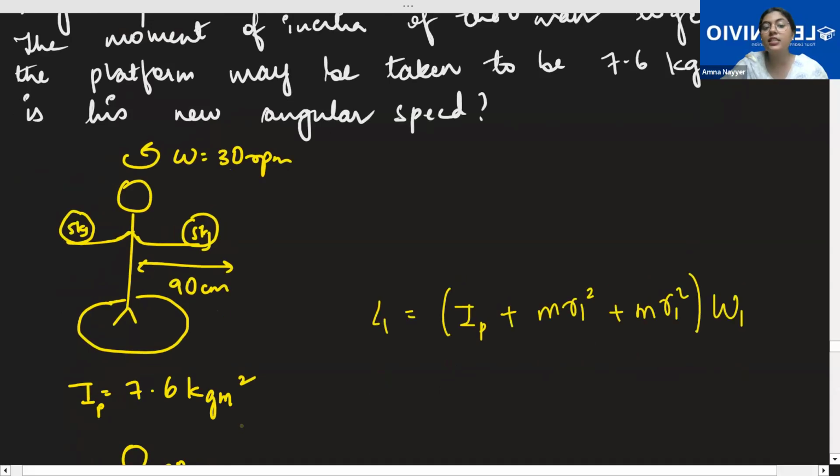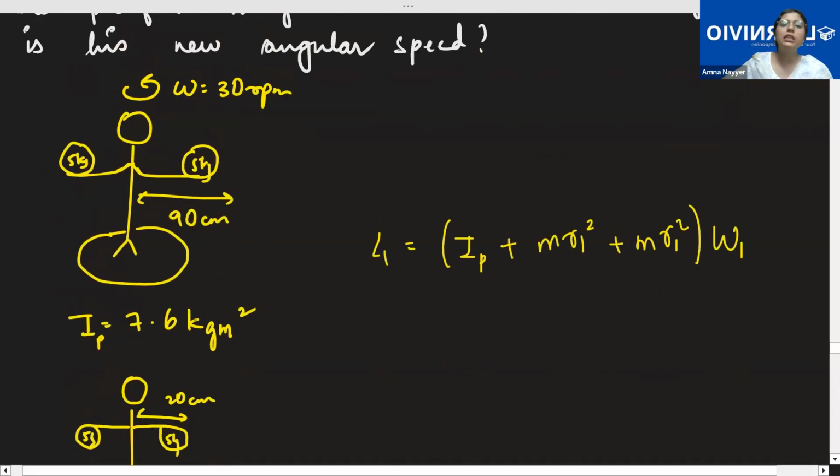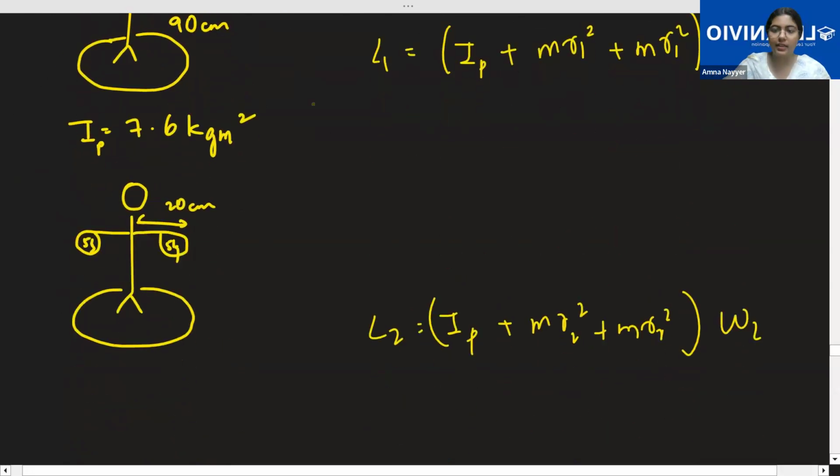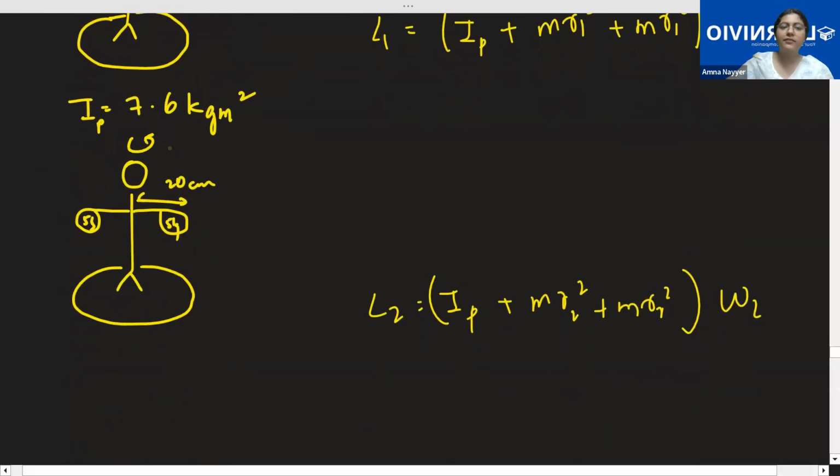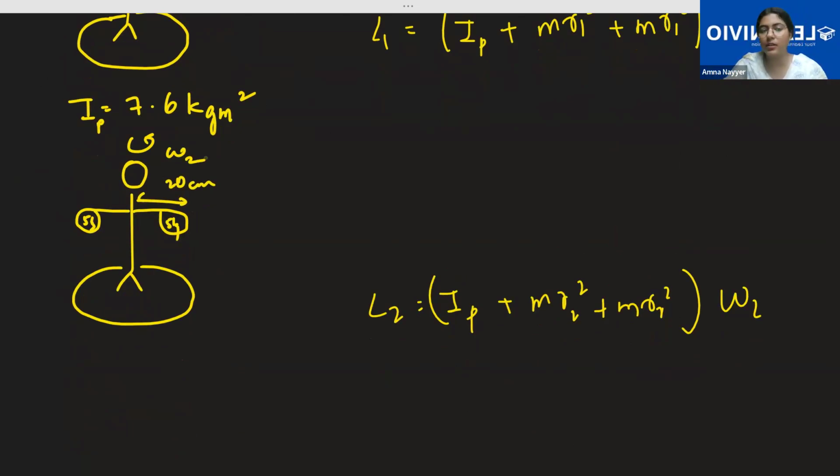It says what is his new angular speed. Let's say this is some omega 1. Now here it must be rotating with some omega 2. The question says, find and tell us the value of this omega 2.